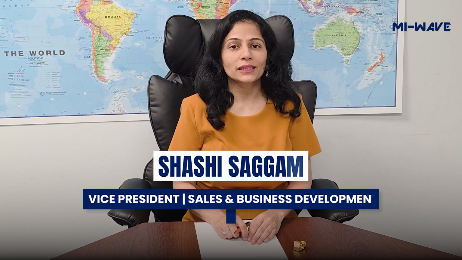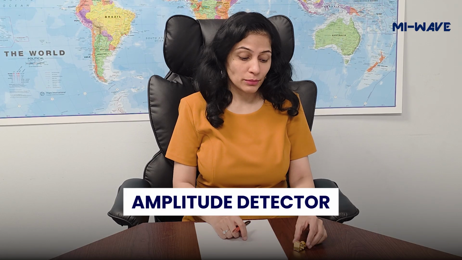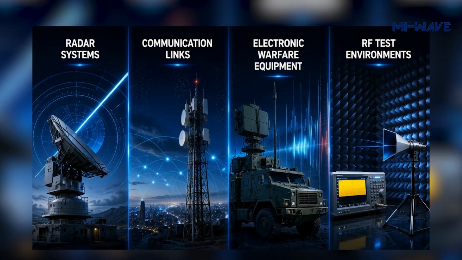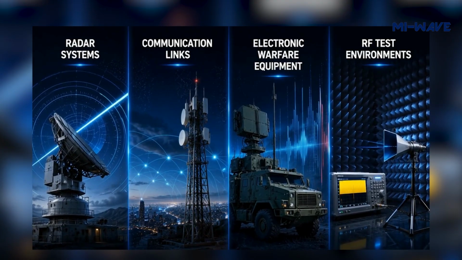Today we're going to discuss one of the most important components used in microwave and millimeter wave measurement systems, the Amplitude Detector. Amplitude detectors are commonly used in radar systems, communication links, electronic warfare equipment, and RF test environments. To properly use a detector, it's important to understand how it responds to RF power, how sensitivity is measured, where compression occurs, and how factors like load impedance and bandwidth affect the performance.